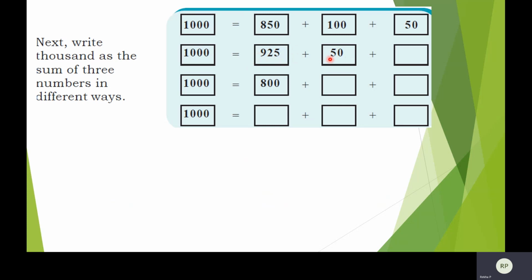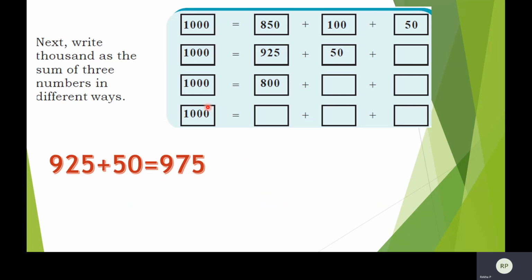So among these two numbers, they have already given 925 and 50. Now you have to find the third number. How will you find that? First, you have to add these two numbers. So you have to add 925 and 50. When you add 925 and 50, you will get 975. So you already have 975.